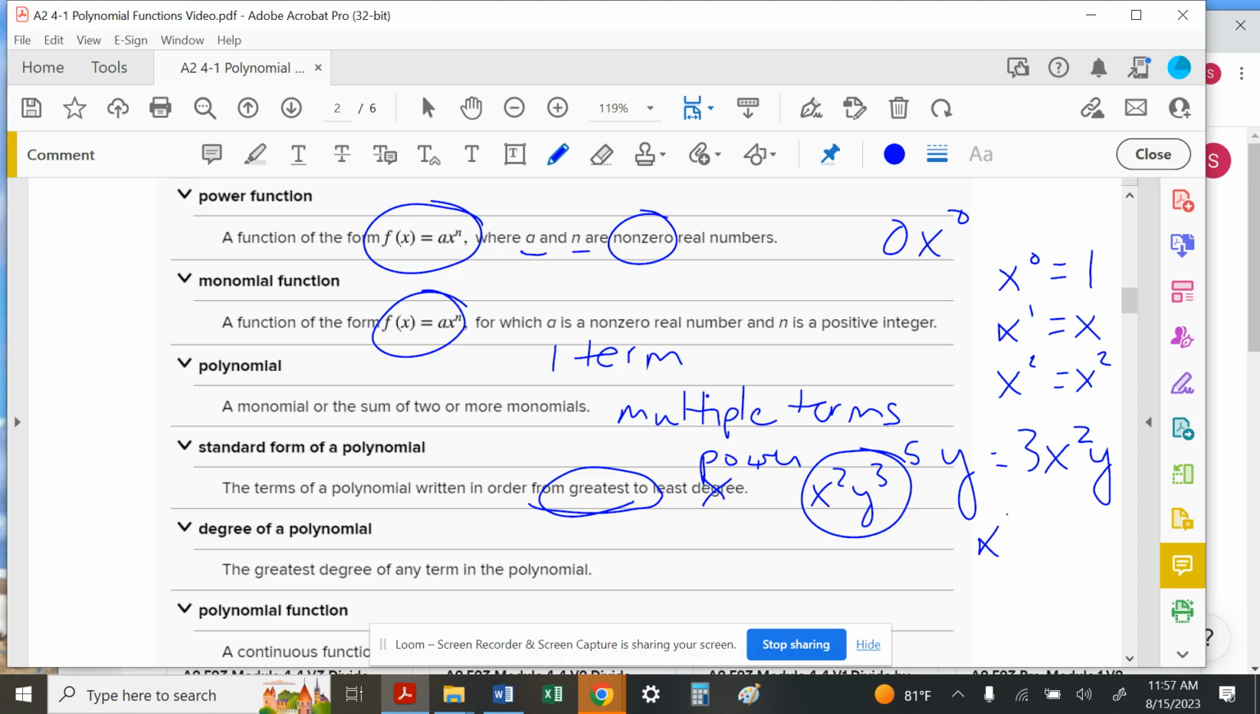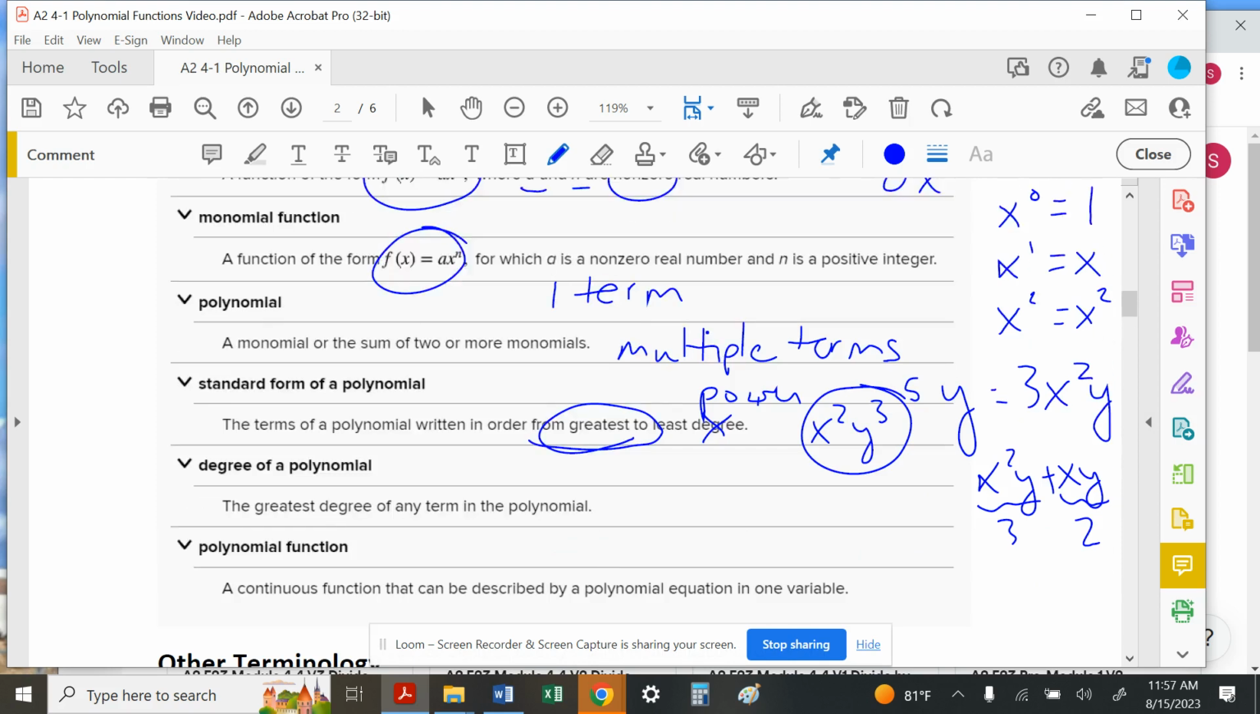If I have x squared y plus xy, the power of this one is 3, the power of this one is 2, and that's it. They cannot be combined together. Okay, the degree of the polynomial is the greatest degree of any term. So notice in this case, if this was my function, my degree would be 3 because that's the highest one.